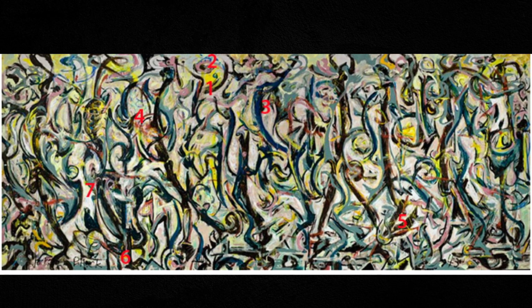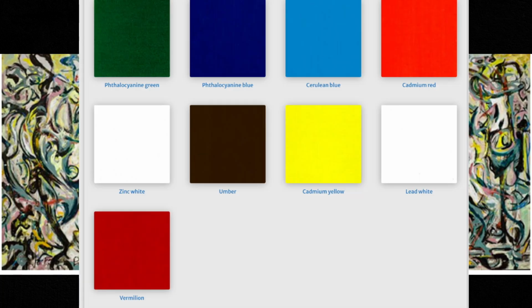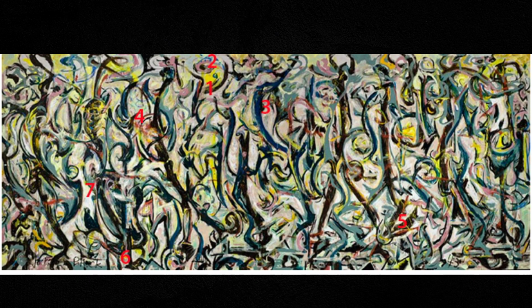Next is Jackson Pollock's mural from 1943. In this painting we see 7 different colors used, those including cadmium yellow, phthalocyanine blue, cerulean blue, vermilion, umber, phthalocyanine green, and white Casein household paint. According to Colorlex, the ground is zinc white and lead white. You can identify where some of these colors are thanks to the numbers shown on top of the paintings.